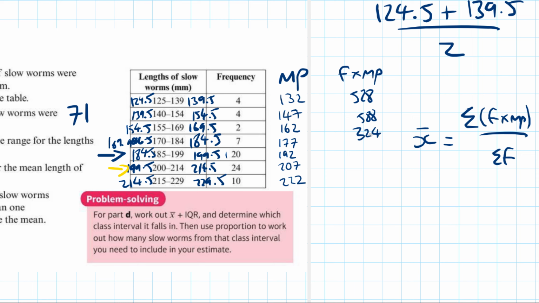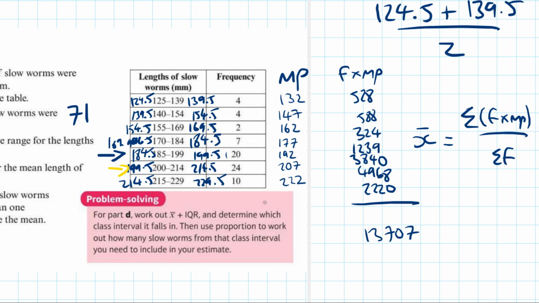Then we've got 177 times 7, which is 1239. And 192 times 20, which is 3840. 207 times 24, which is equal to 4968. And 222 times 10, which is 2220. Then all we need to do is sum all of these up. If we sum all of these up, you should get a value of 13,707.